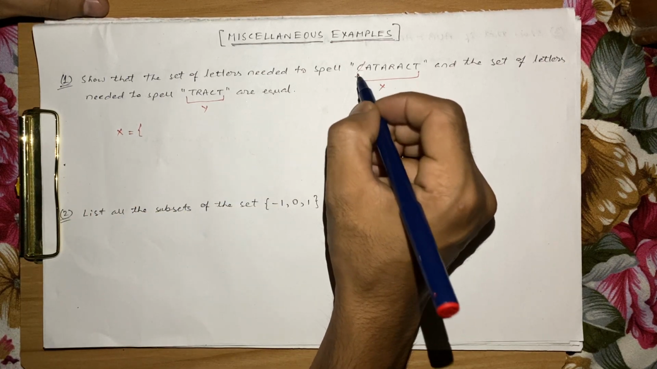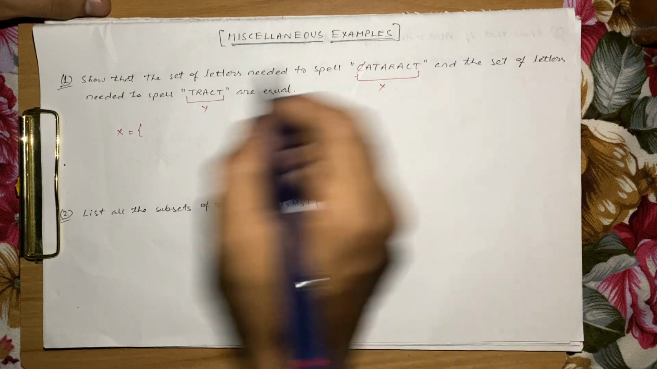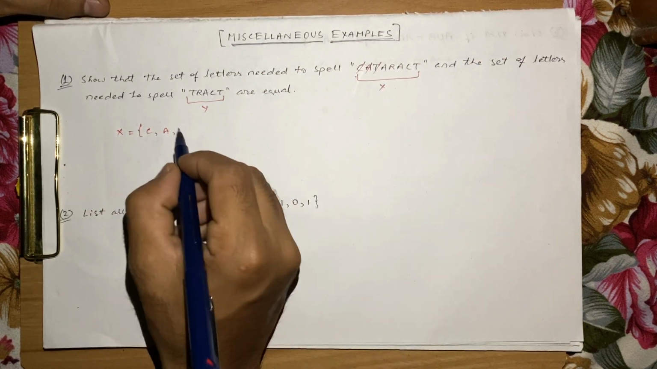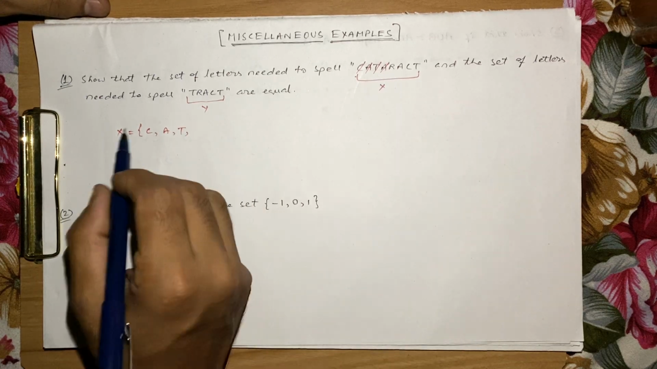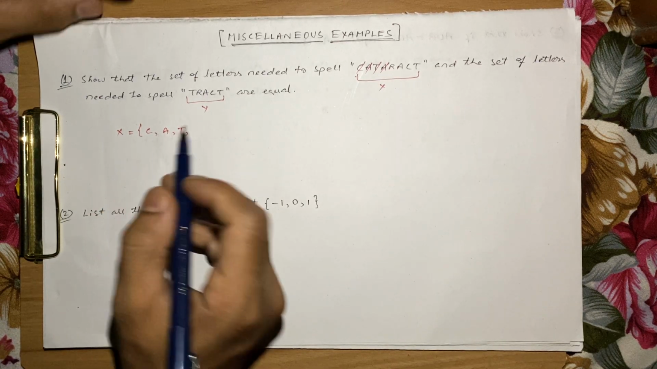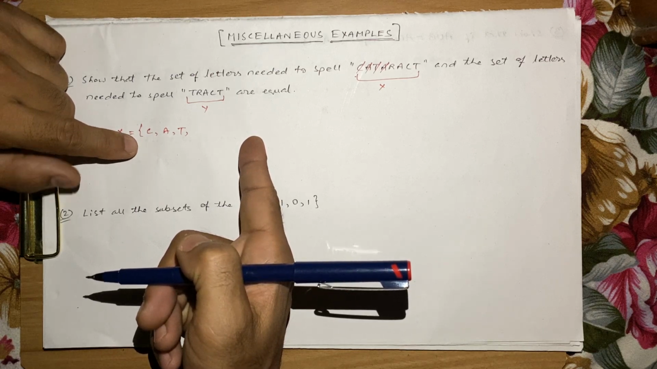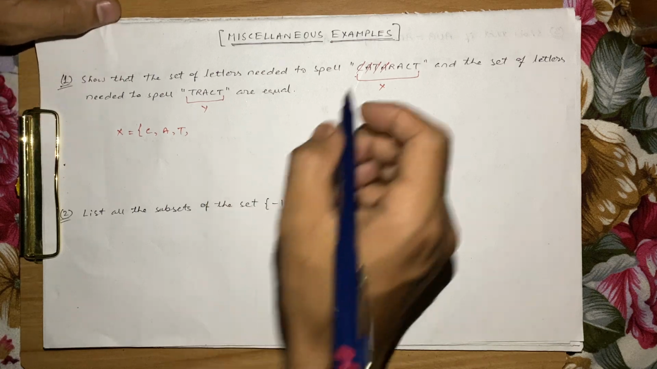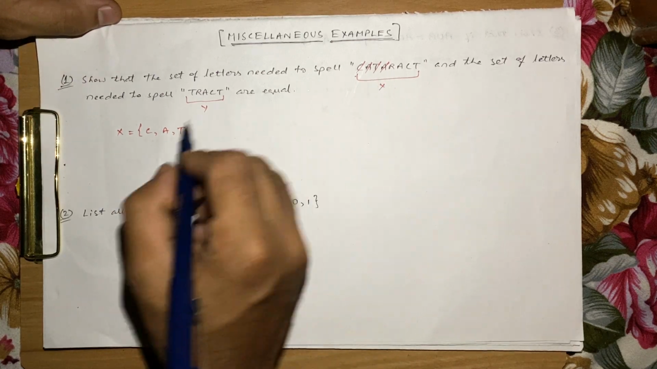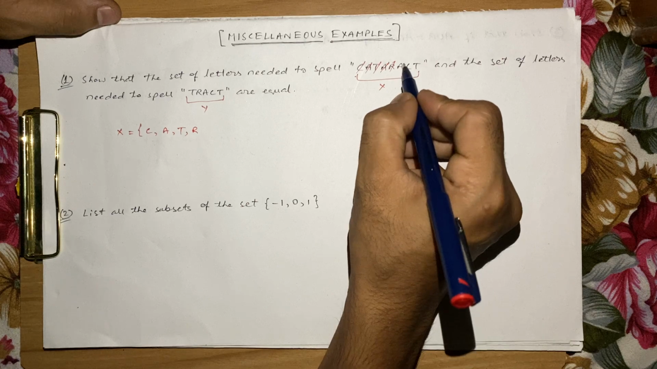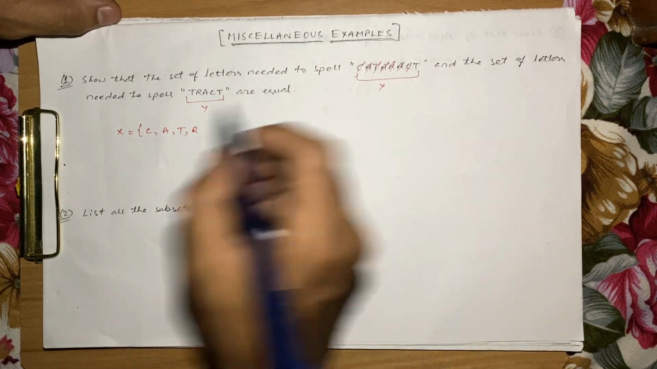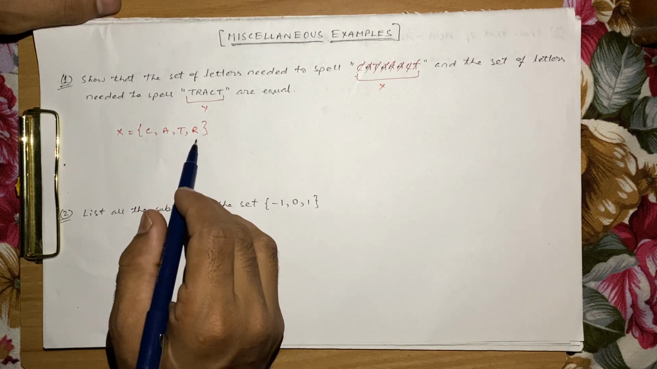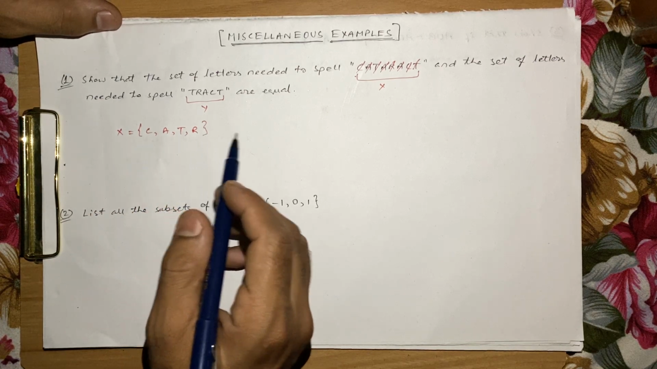First letter is C, right? So I'll include C. Then you have A, I'll include A. Then you have T, I'll include T. Then you have A. I have A already, and if you remember, while representing a set in the roster form, we are not supposed to repeat any element twice, right? So I'll not include A once again. Then I'll include R. Then A I have already, C I have already, T I have already. So this is the set of letters in the word cataract.